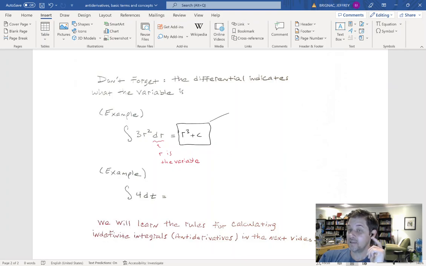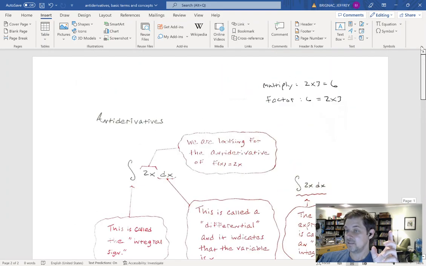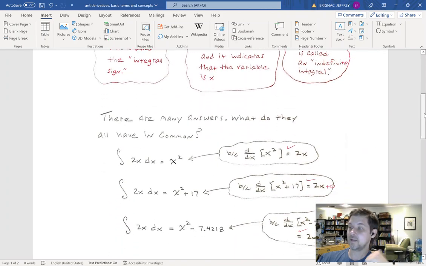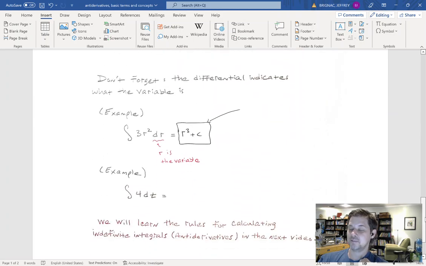R is the variable. Now, just like my original analogy of multiplying and factoring, you could always check your answer, all right? You might say, did I factor 6 correctly? Well, what's 2 times 3? If it's 6, then you did it right. So if I was going to check this, if I'm ever unsure, then in this case, I'd be finding the derivative with respect to r of r to the third power plus c.